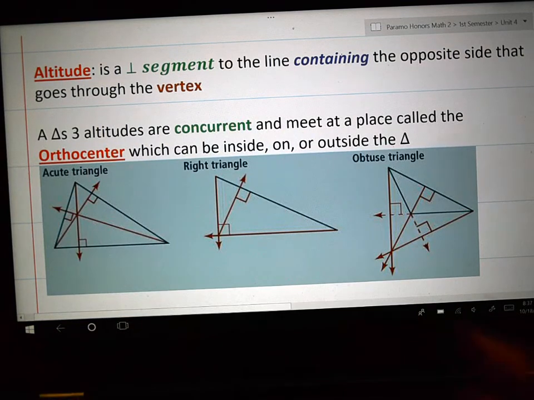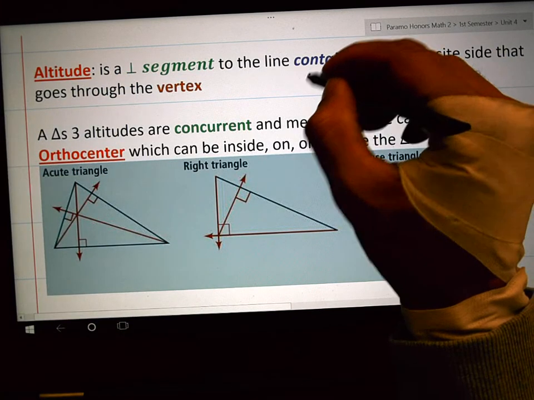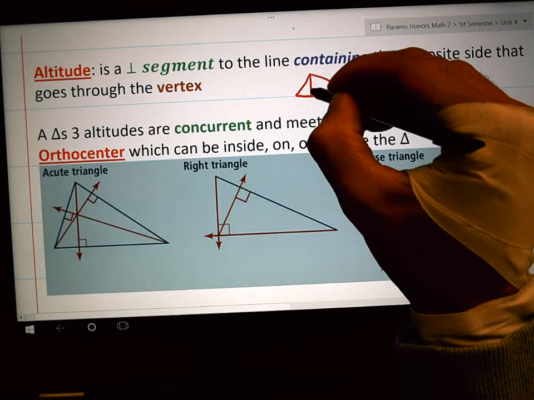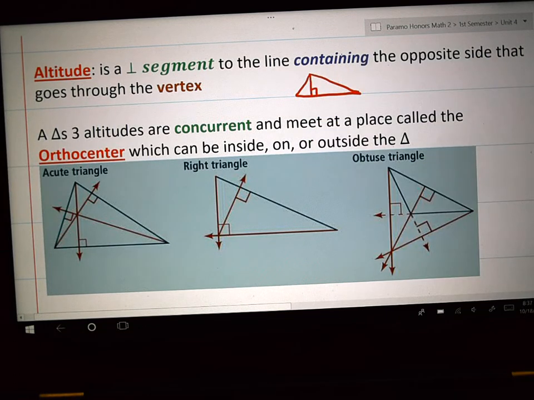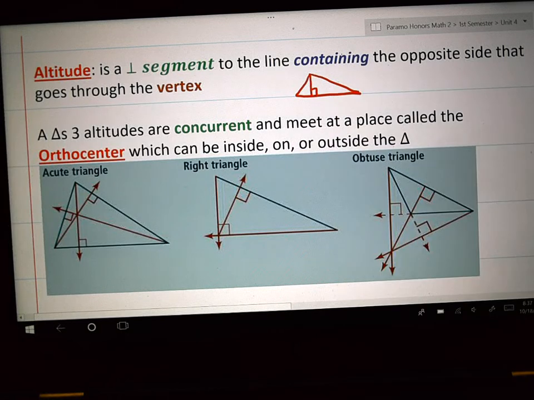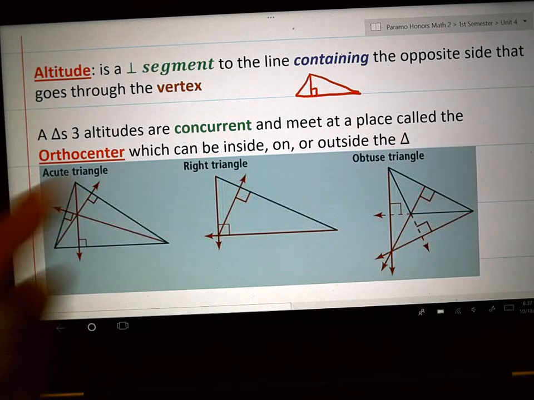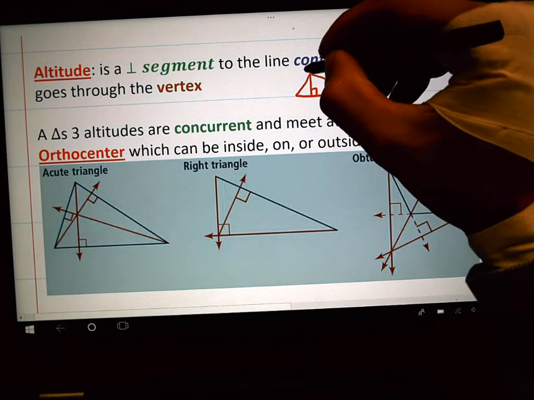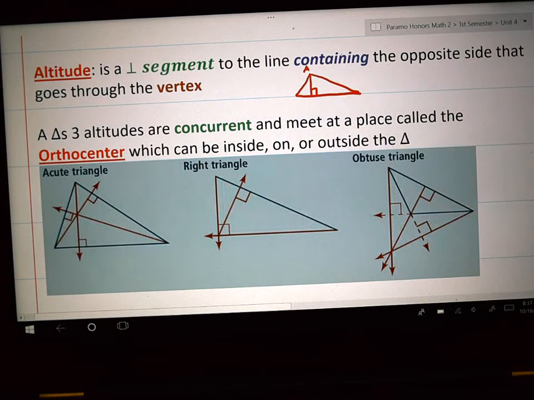That's kind of different. So let me make sure you understand what an altitude is. If I had a regular triangle, this is what an altitude would look like. That perpendicular line goes through the vertex and is perpendicular to the line containing the opposite side. And I'm going to say this is the vertex through point A.